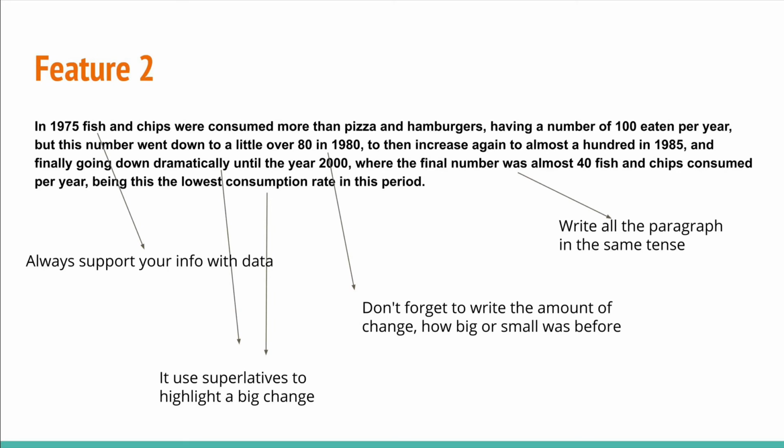Here we said, in 1975, fish and chips were consumed more than pizza and hamburgers, having a number of 100 eaten per year, but this number went down to a little over 80 in 1980, to then increase again to almost 100 in 1985, and finally go down dramatically until the year 2000, where the final number was almost 40 fish and chips consumed per year. Being this the lowest consumption rate in this period.